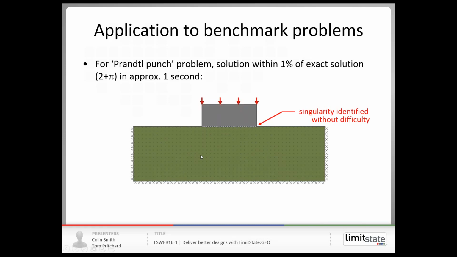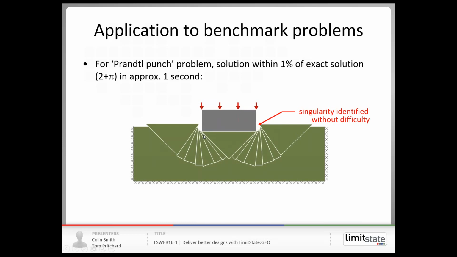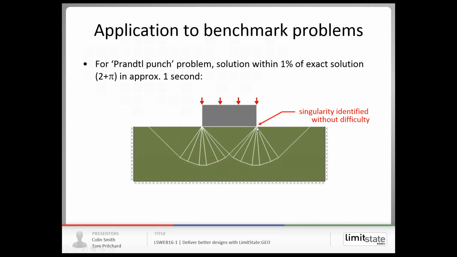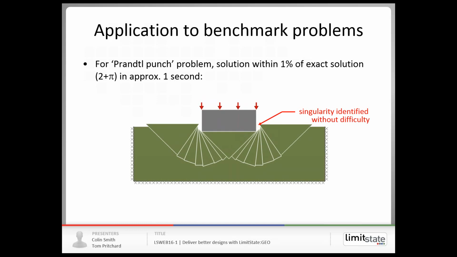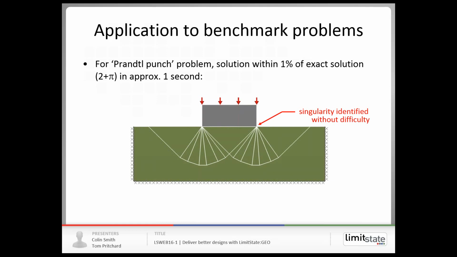What's very nice about this method is that it handles mathematical singularities without difficulty. A key issue that comes up many times in collapse mechanisms is that the slip lines all meet at a point and you get these fan zones. That's quite tricky to deal with in finite elements because it's a mathematical singularity. In this approach, those are just dealt with inherently, no special programming required.